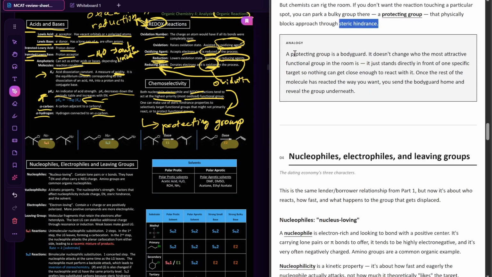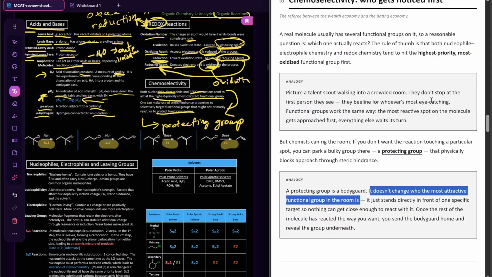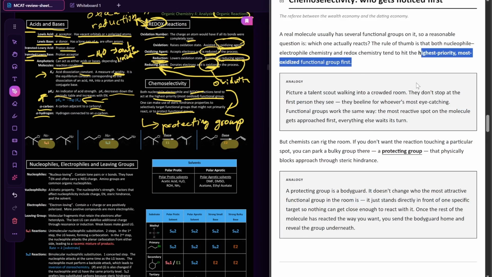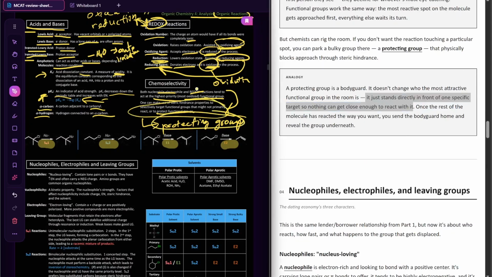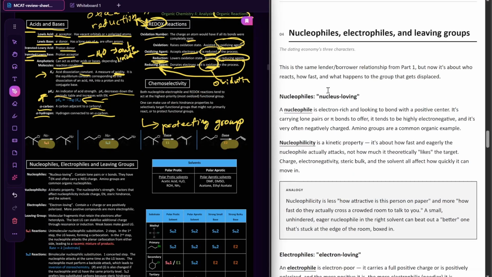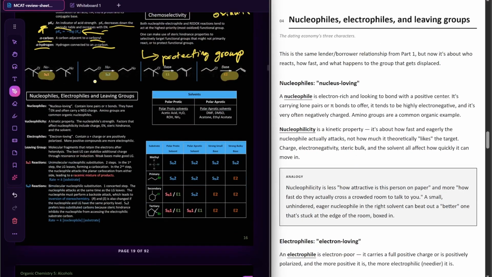So the analogy is that a protecting group is like a bodyguard, and it doesn't change who the most attractive functional group is. That would have been the highest priority, most oxidized functional group. It just stands directly in front of the specific target, so nothing can get close and react with it. So that's the point of what it's trying to say here, is that chemists can add a protecting group so that the functional group that would have been chemoselected for first is not, because it's being blocked, essentially.